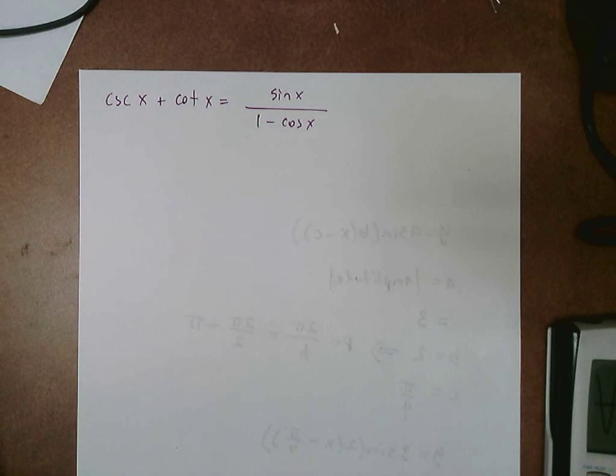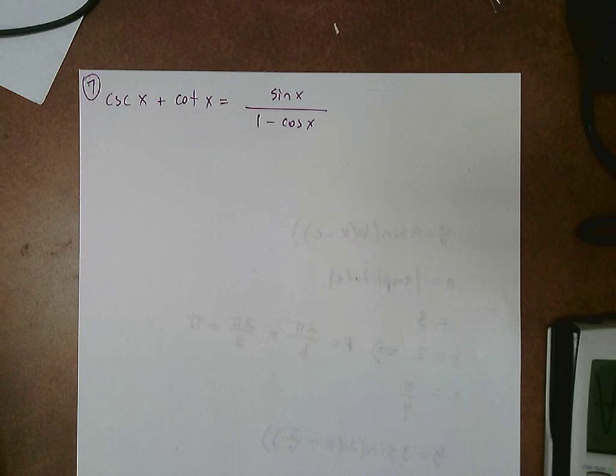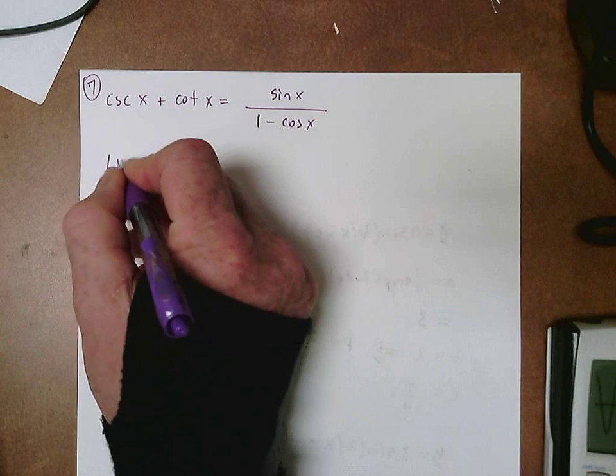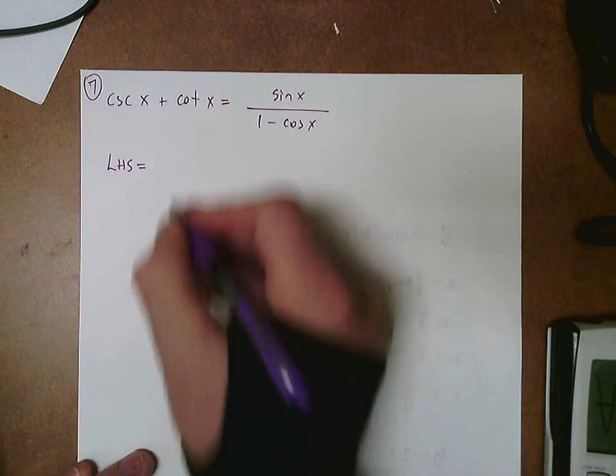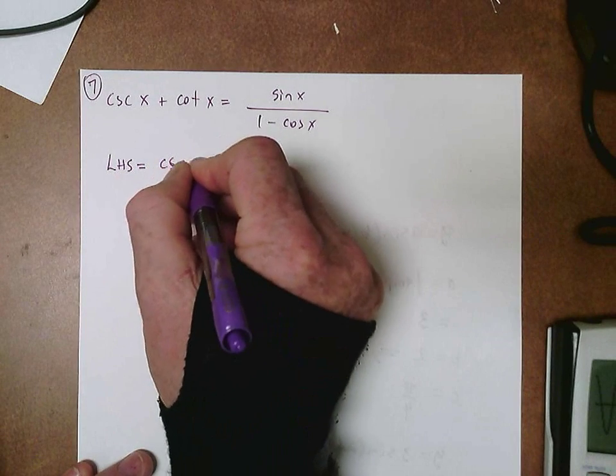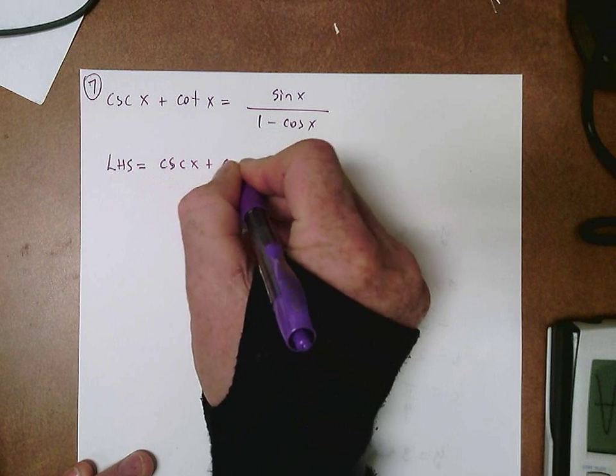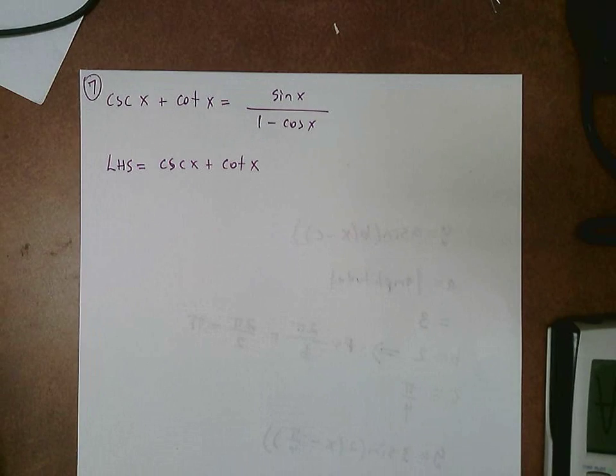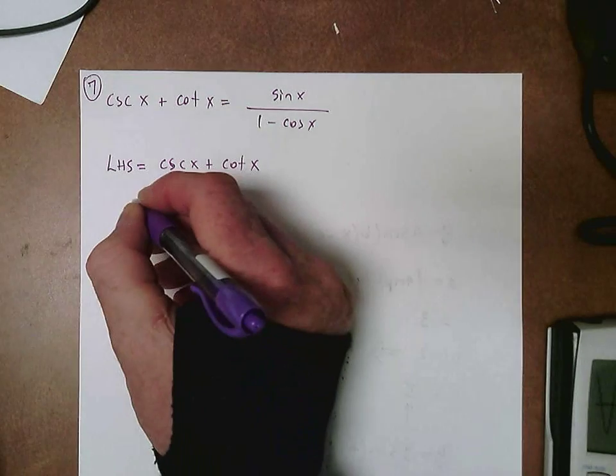Okay, so for our next question, which is number 7, we're asked to verify this identity. So we'll start with the left-hand side equaling cosecant x plus cotangent x. One thing you have to realize is you can't do the same thing to both sides in solving this. So you just start with one side and manipulate it until it becomes the same as the other side.